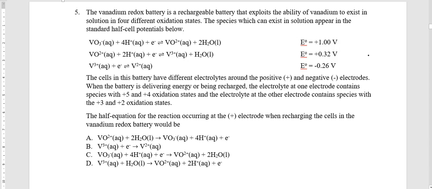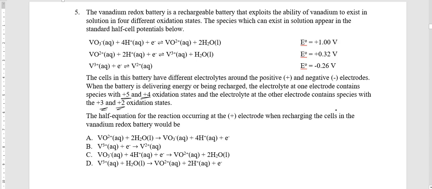So this is a type of question where you're given a mini electrochemical series that you can apply on top of your regular electrochemical series. So we have different species of vanadium here. The cells in this battery have different electrolytes around the positive and negative electrodes. When the battery is delivering energy or being recharged, the electrolyte at one electrode contains species with +5 and +4 oxidation numbers, and the electrolyte at the other electrode contains species with +3 and +2 oxidation numbers.